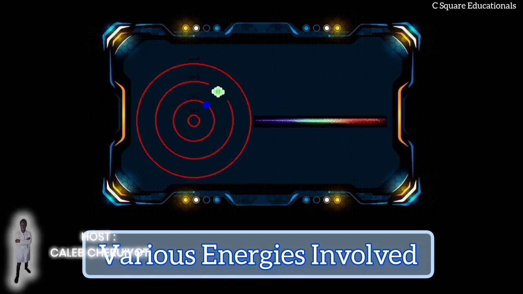Consequently, adding energy to the atom is necessary to remove an electron. This concept parallels the behavior of planets orbiting the Sun. To remove a planet from the solar system, energy must be added to the system.